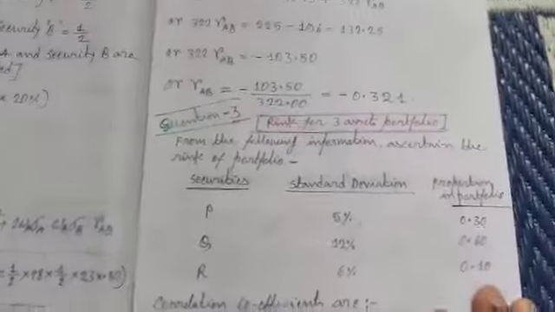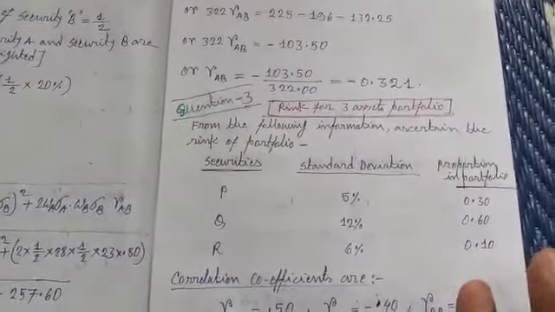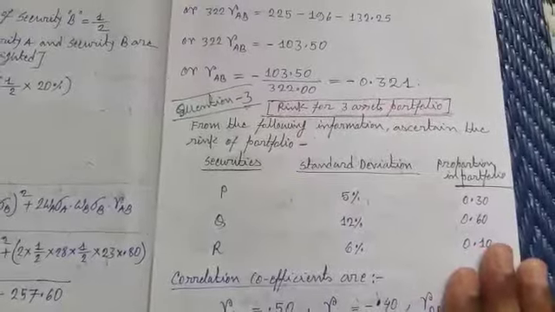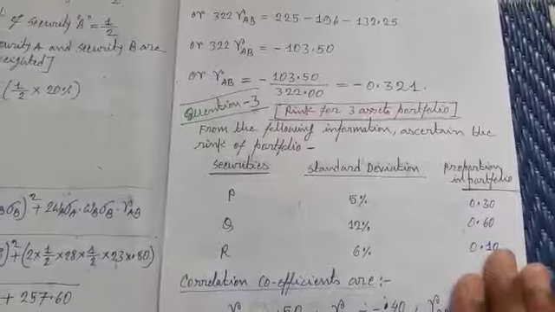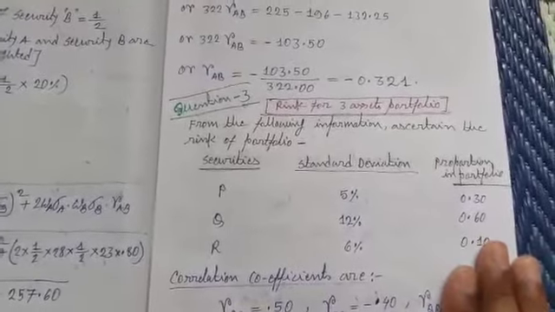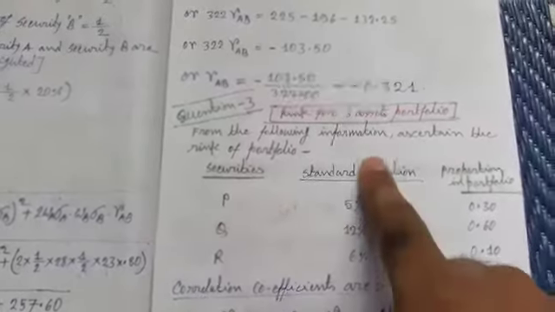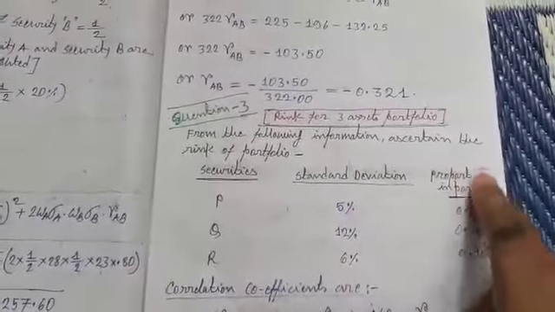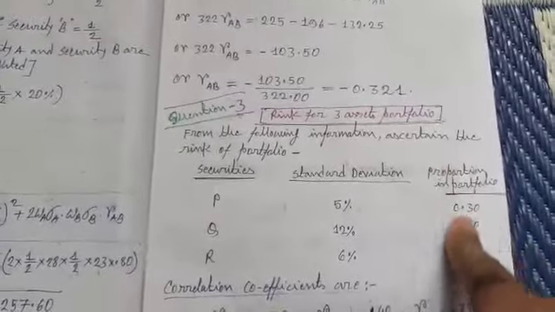Now there is another question. Here we have to calculate the risk and return of a 3 asset portfolio. A 3 asset portfolio means a portfolio consisting of 3 securities P, Q and R. Here the standard deviation of the securities P, Q, R and the proportion in the portfolio, that means weight, are given in the question.